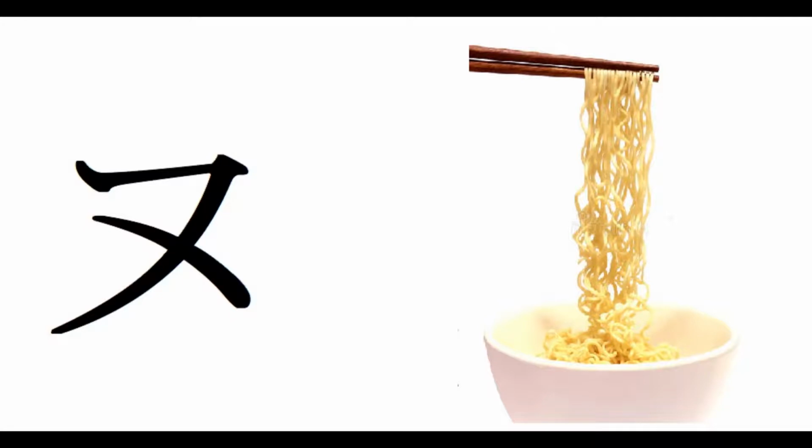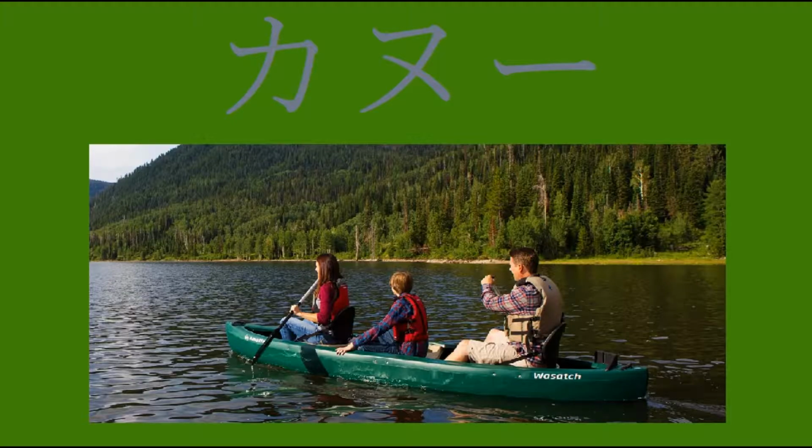We can remember the nu kana by imagining that it looks like noodles being picked up with chopsticks, and the cross stroke is one of your chopsticks falling because it's so hard to eat noodles with chopsticks. Can you guess what this word means? Canoe.